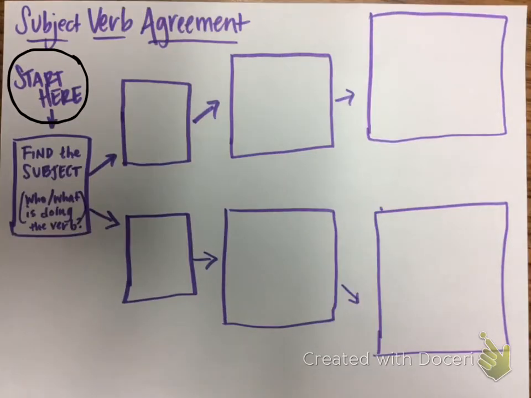Next, I want you to fill in the first box where it says find the subject. And remember who or what is doing the verb. So if you're struggling, find the verb first, then tell me who or what is completing the verb. So like if the dog barks, well, barks is the verb. I can see that pretty quickly. Who is doing the barking? The dog.